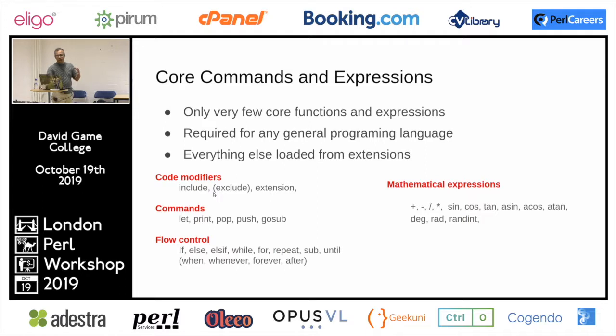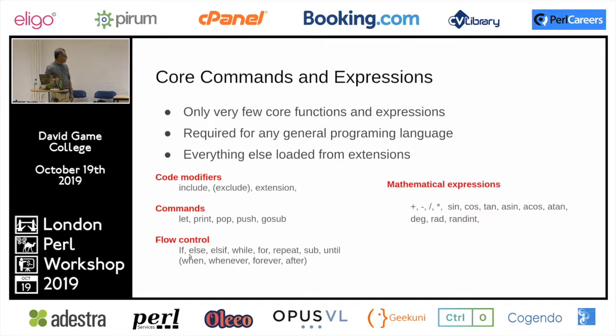You can exclude commands. Exclude works on, so basically if you have an extension but you want to borrow, say, a print from one extension but not from another extension, you can exclude files, and you can of course extend that program itself. There are very few commands that are built in. Let, print, pop and push. In fact, let is sort of assumed, it's not necessary, but it's there. And gosub also is assumed if it's not there.